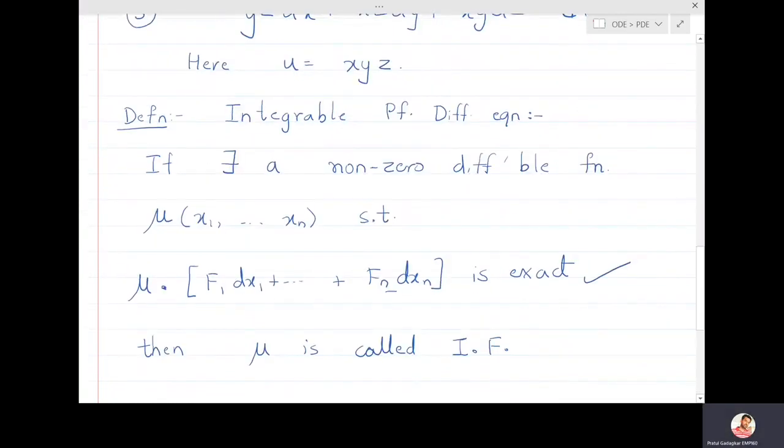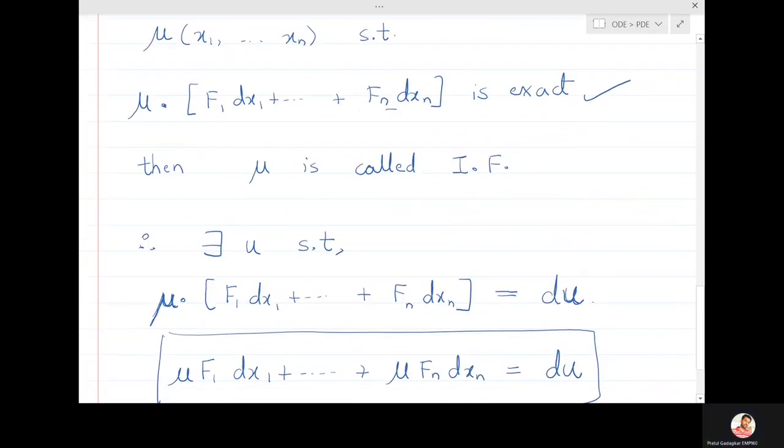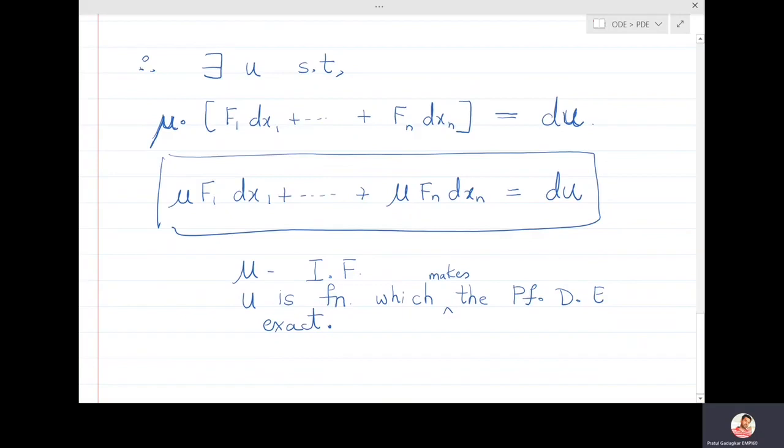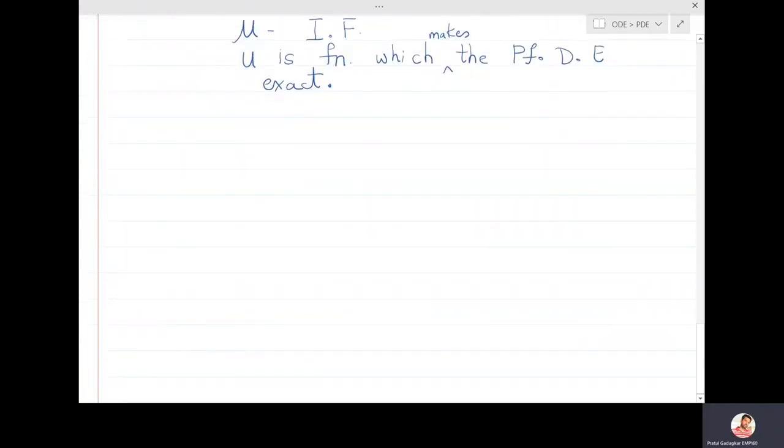When you can find an integrating factor, it will become an integrable Pfaffian differential equation. Now, in the coming theorem, we will prove that if you have a Pfaffian differential equation in two variables, then that Pfaffian differential equation always has an integrating factor. That means a Pfaffian differential equation in two variables is always integrable. So for two variables, life is very easy. Let us now state the theorem.